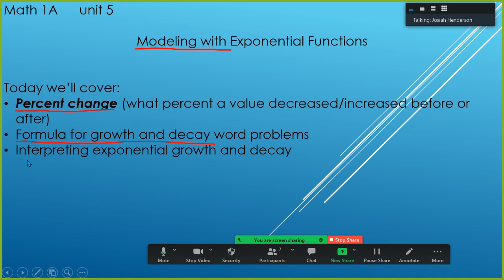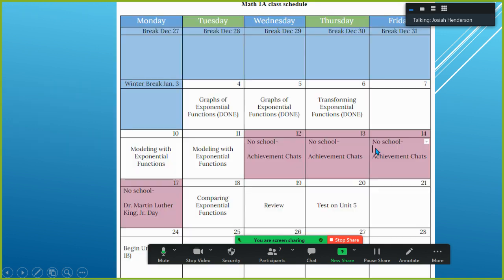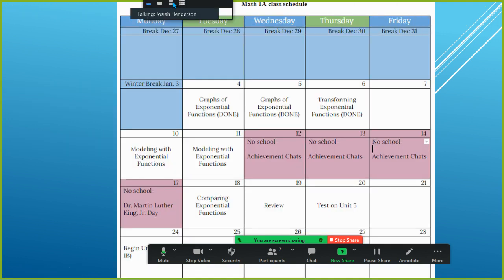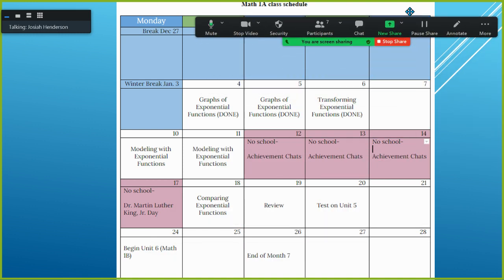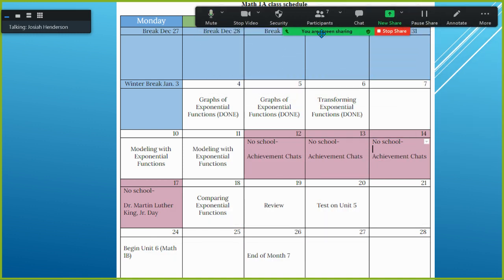Here we go. So there's what we'll be looking at today, and we'll start in just a moment. Before we get started, let's look at our calendar again. This is the same one I sent last week, except I did add some details. So here's today, Monday, the 10th. This calendar, I don't have Saturdays and Sundays. It's just Monday through Friday.